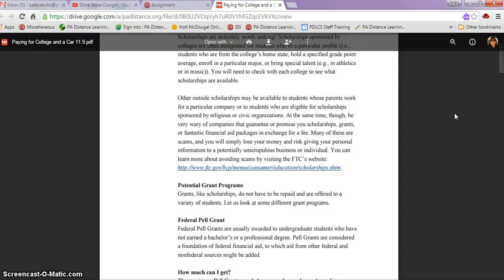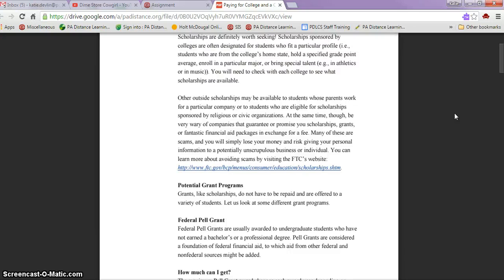At the same time, though, be very wary of companies that guarantee or promise you a scholarship grant or fantastic financial aid packages in exchange for a fee. Many of these are scams, and you will simply lose your money and risk giving your personal information to a potentially unscrupulous business or individual. You can learn more about scams by visiting the FTC website.